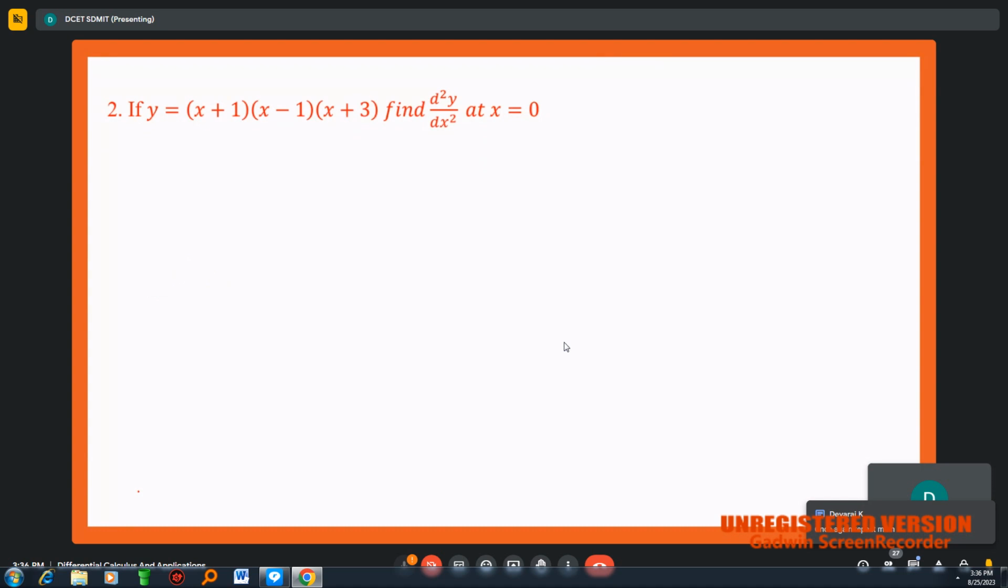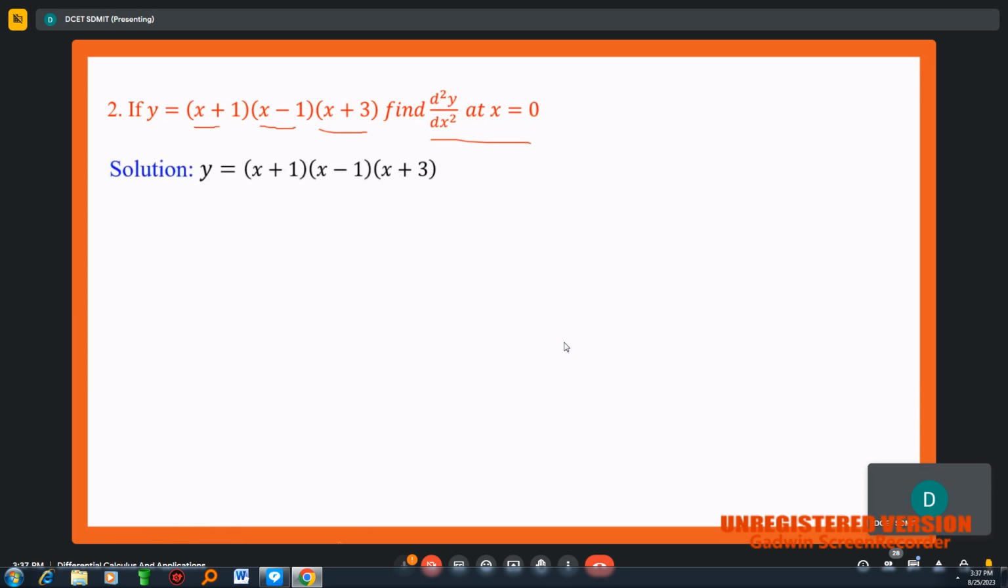If y is equal to (x plus 1) into (x minus 1) into (x plus 3), we have to find d square y by dx square at the point x is equal to 0. That means, given the function x plus 1 into x minus 1 into x plus 3, we have to find the second derivative. After finding the second derivative, we have to substitute x is equal to 0.